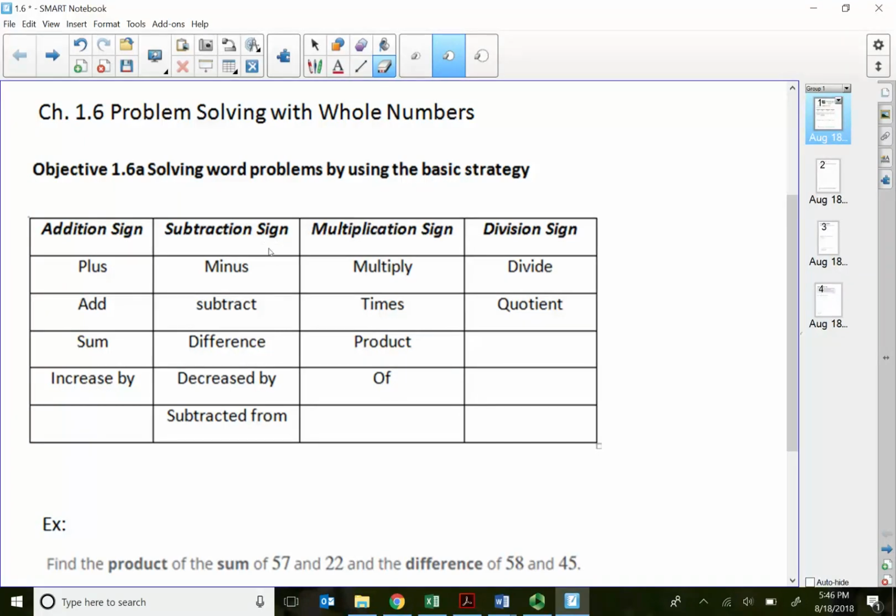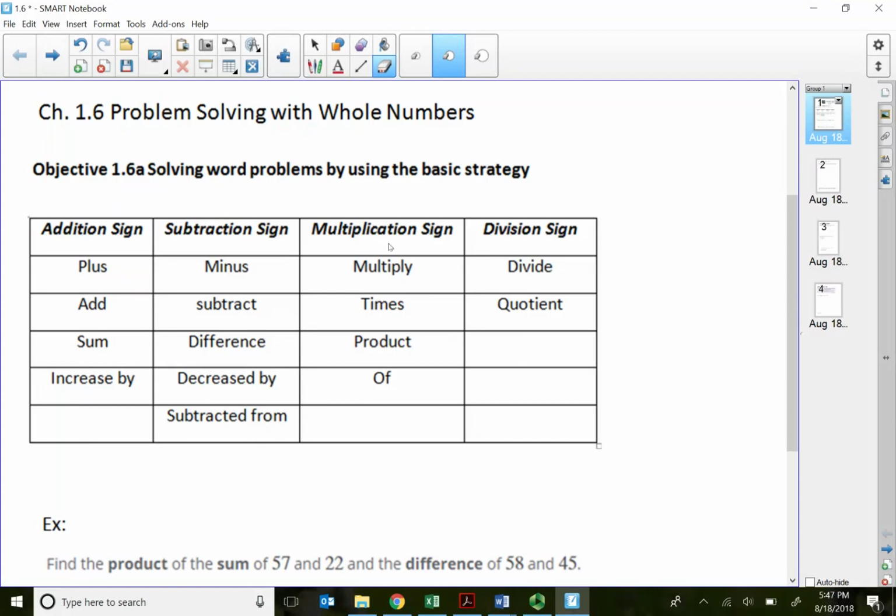Words that translate into subtraction sign, we got subtract, minus, difference, decrease by. The word subtracted from is a little bit strange. We will talk more about this particular word in another lecture video. Probably introduce them in module 8.